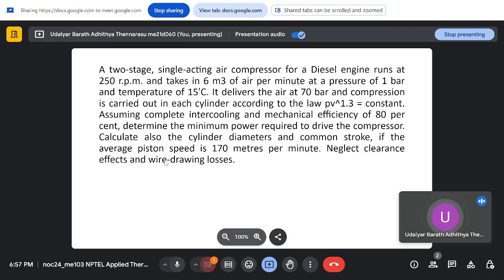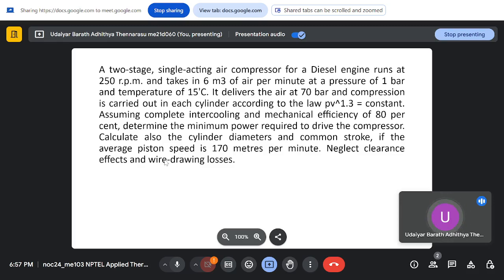So the next question is, and last question: a two-stage single acting air compressor for a diesel engine runs at 250 rpm and takes in 6 meter cube of air per minute at a pressure of 1 bar and temperature of 15 degrees Celsius. It delivers the air at 70 bar and compression is carried out in each cylinder according to the law PV raised to power 1.3 equals constant.